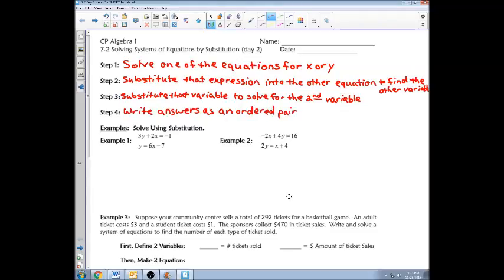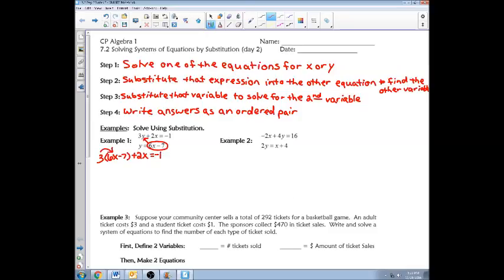Hopefully you're feeling pretty confident about this by now. If not, hopefully after this lesson you will be. Okay? So I'm going to take 6x minus 7 and plug that in for that y because my y has already been solved there, right? So remember, whenever I go to substitute, I want to put parentheses. It'd be 3 times (6x minus 7) plus 2x equals negative 1.